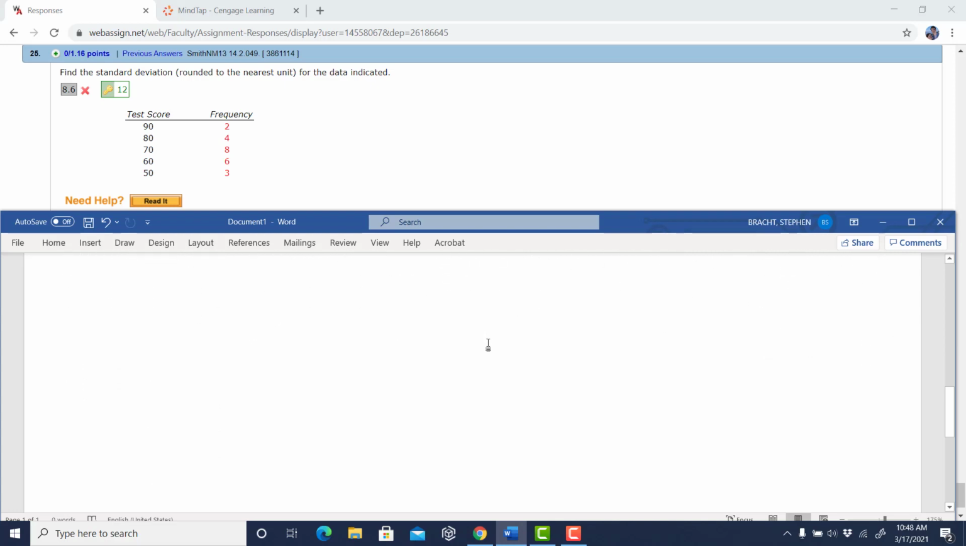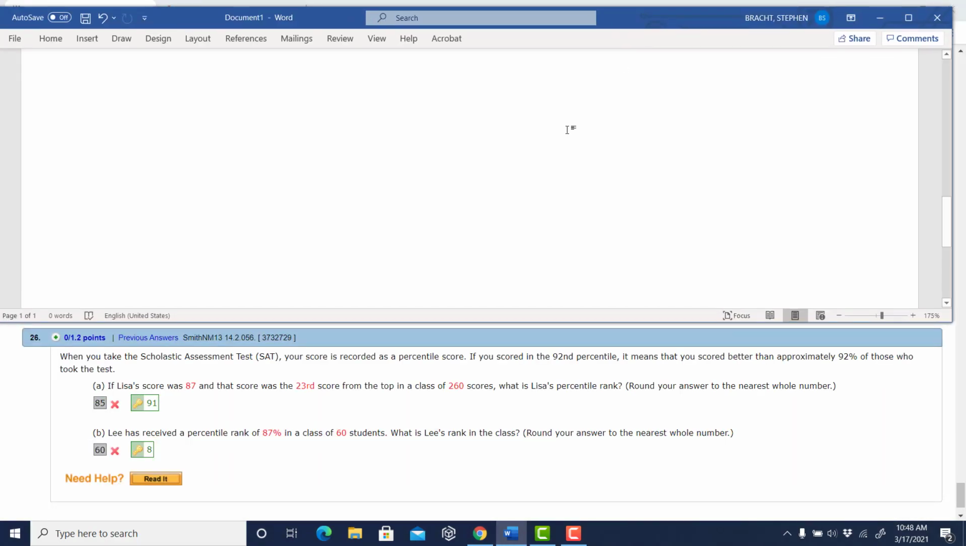Let's see, make some room here. If she was the 23rd score from the top, then we want to figure out how many scored below her. That is found by taking 260 and subtracting 23, and that equals 237 who scored below. And we want to express that as a percentage. So we'll take the 237 and divide by the total, and to convert that into a percentage, we multiply by 100. We want to round to the nearest whole number. That comes out to be 91. So that puts her in the 91st percentile, which means that she did better than 91% of people who took the exam. Or we could also say that 91% scored below her.